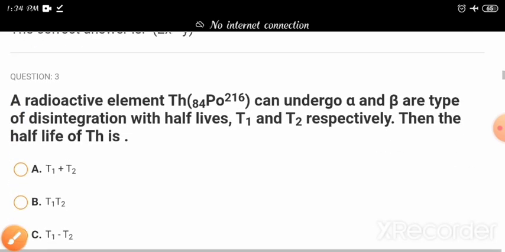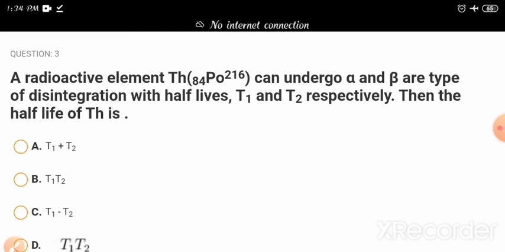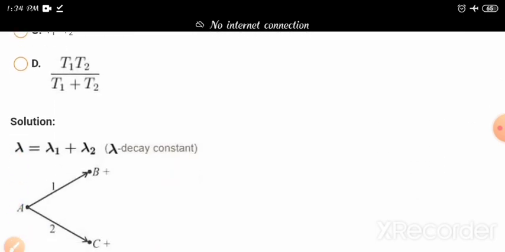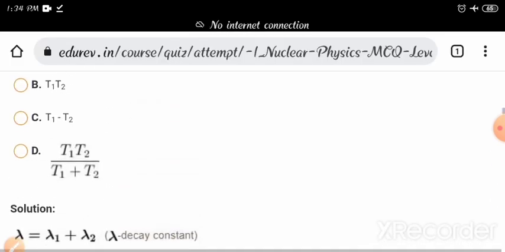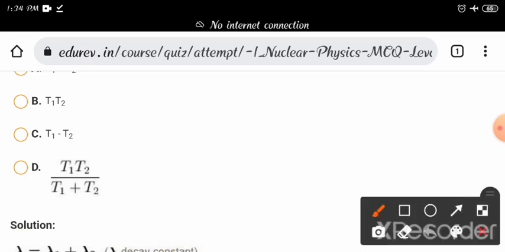Now we can jump to the next question, question number 3. The radioactive elements thorium and polonium 261 can undergo alpha and beta types of disintegrations with half-lives T1 and T2 respectively. Then the half-life of thorium is what? The half-life is T1 T2 over T1 plus T2. That's why option D should be the correct answer, friends.